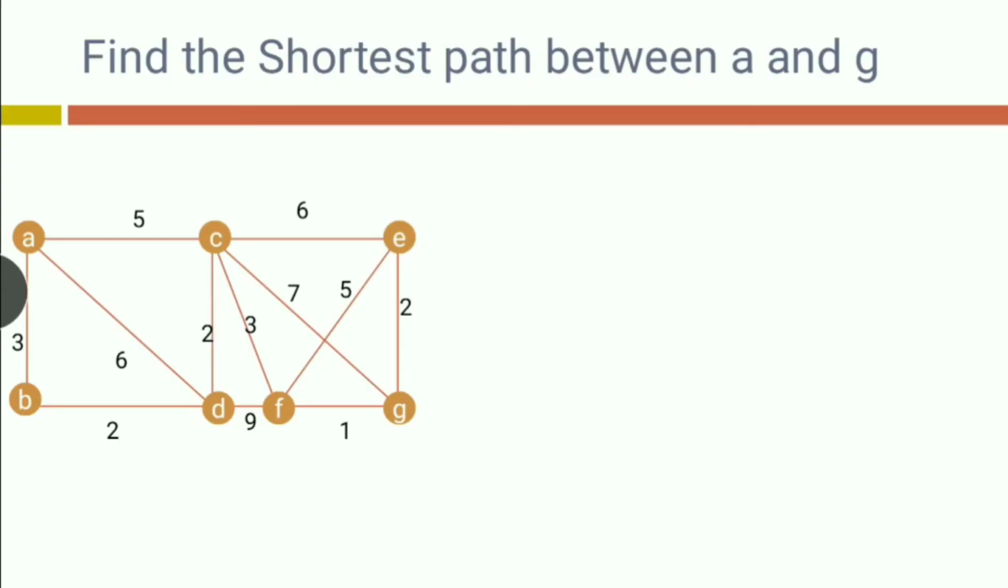So let's see. So this is the graph. You have to find the shortest path between A and G. This is the vertex A, here it is G. So you can see there are many ways to reach from A to G. You can go like this, you can go like this, you can go like this. But we have to find the shortest way to go from A to G.